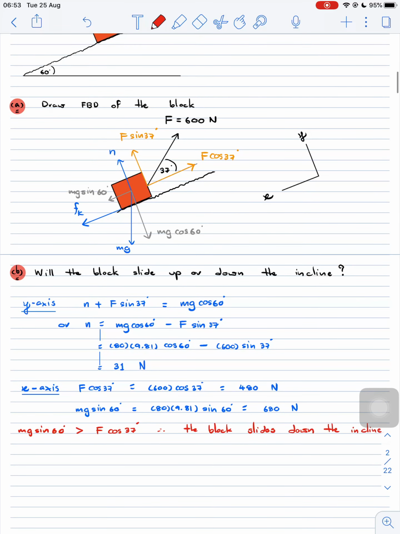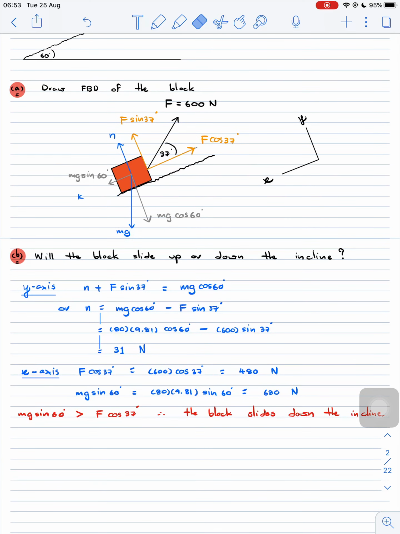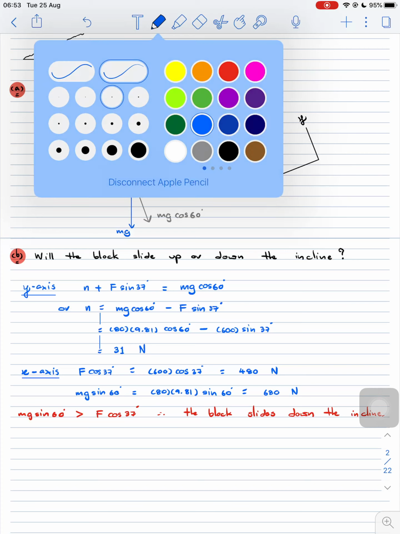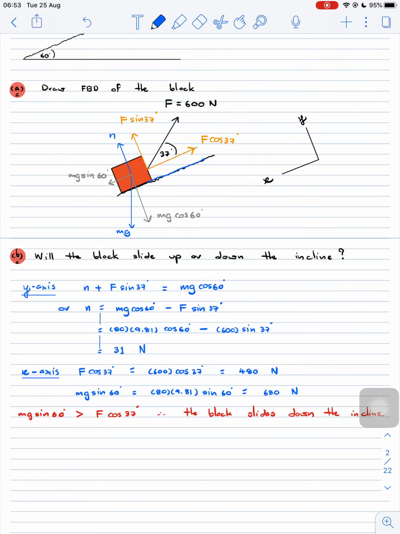So in this picture, I need to make a change. Let's say that the Fk should point in the opposite direction here. This will be the Fk, pointing in the opposite direction.